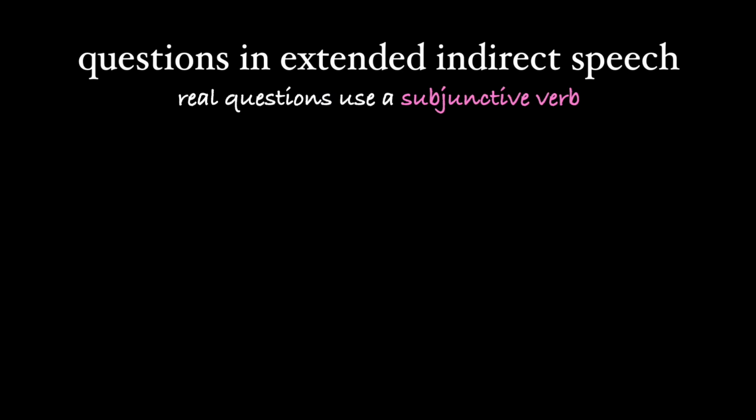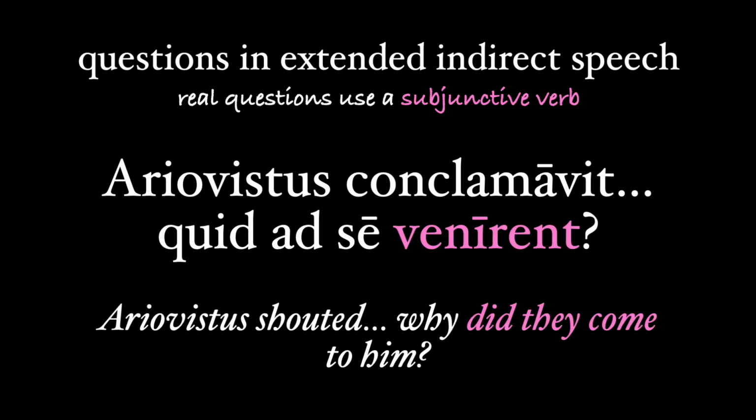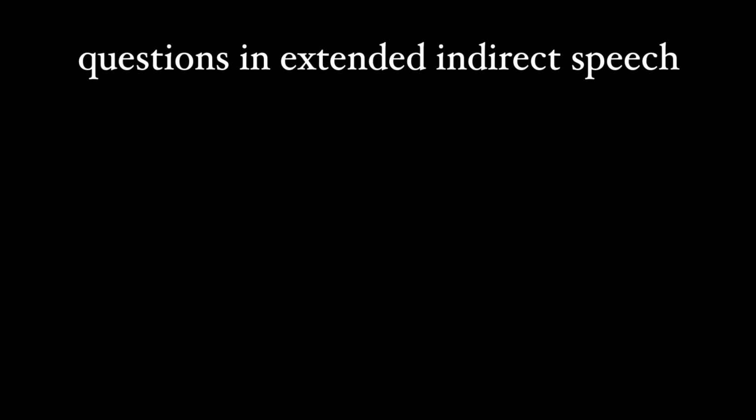Caesar, among many other ancient writers, loves to use extended indirect statement for relaying speeches from his characters, and you'll often find direct questions relayed in indirect speech with the subjunctive. Here's a short example after Ariovistus sees two Romans sent by Caesar to him. Ariovistus, with his own army right there, conclamavit quid ad se venirent. Ariovistus shouted, and here comes the direct question in indirect speech, why did they come to him? I suppose the direct question is more like, why are you coming to me? Quid ad me venitis?